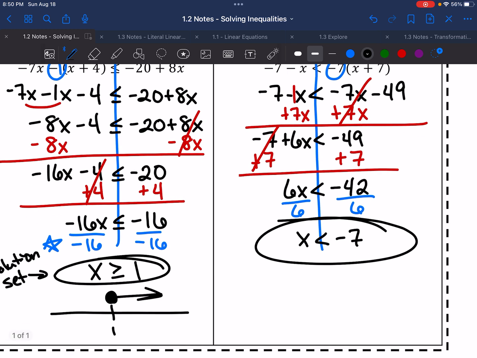So if I was going to graph this on the number line, I would find negative 7. I'm using an open circle because I am not equal to, it doesn't have the equal to bar. And then I'm drawing an arrow to the left to where the smaller numbers are when I am less.